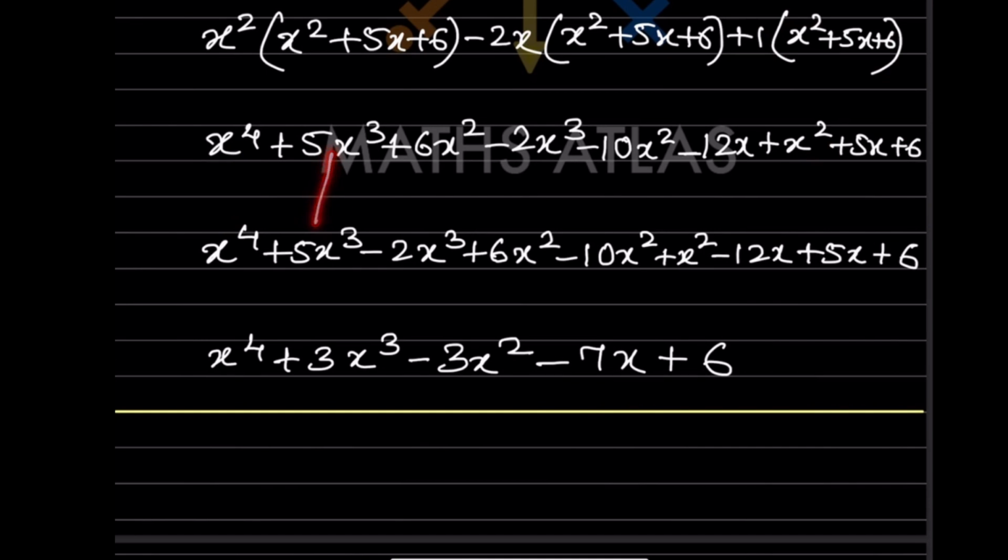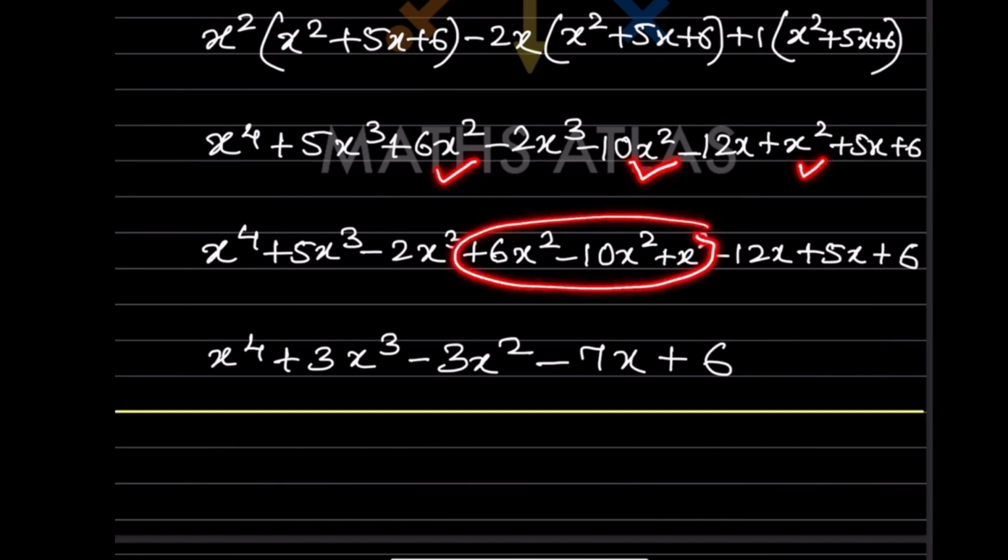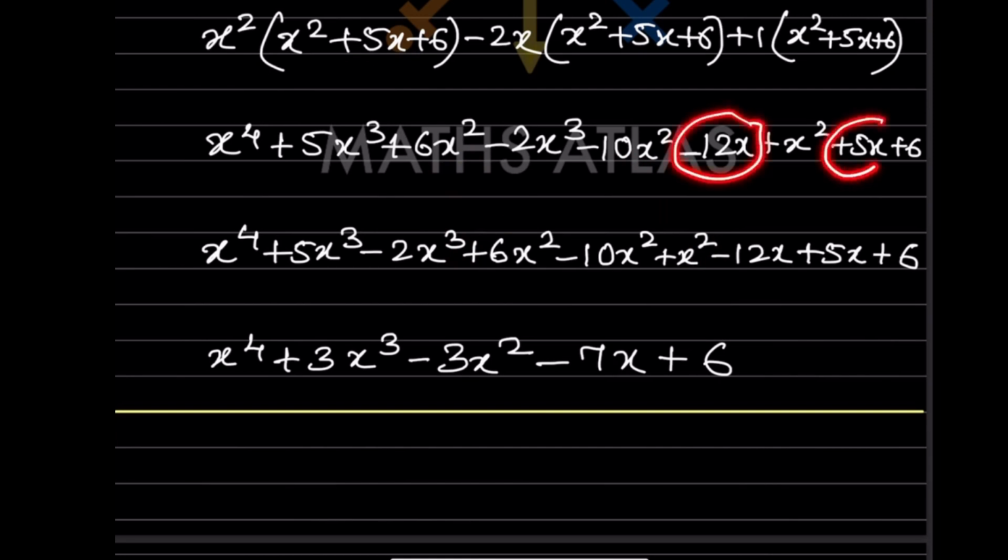x cube is here, also here, so that will bring it together. Again you can see this x square is here, this x square is here, and again this x square is here, so that will bring it together. So now what remains is x square over, then we'll see for x. So here we have x, and here we have x, that will bring it here, and the constant plus 6 is here. So this will be just once.